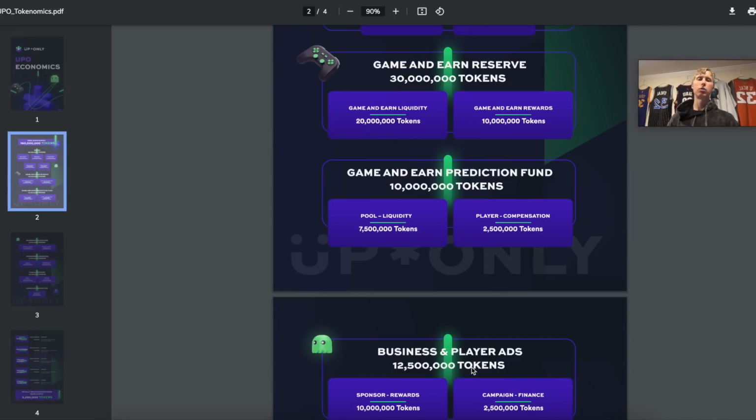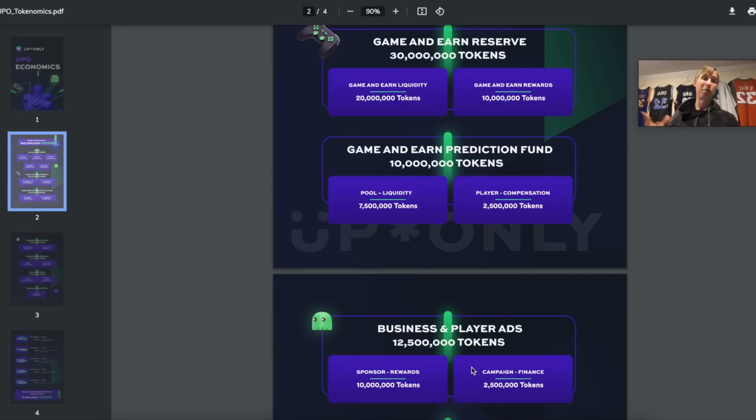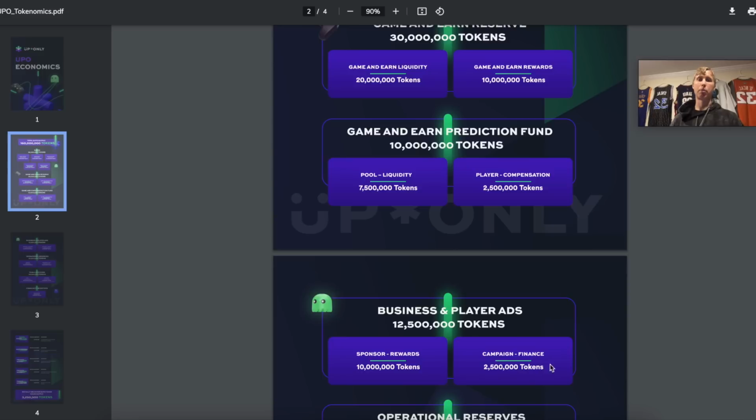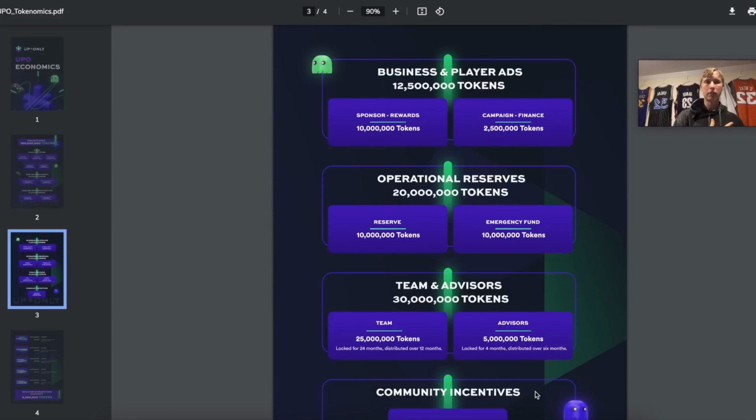The game and earn reserve, this is basically the money that you can win when you're playing in the games and making these different predictions. There's 30 million tokens in that reserve for that. There's also the prediction fund of 10 million tokens. This is going to be for initial liquidity, and it's also going to be for player compensation. And then, of course, you got the business expenses, you got operational reserves, team and advisors.